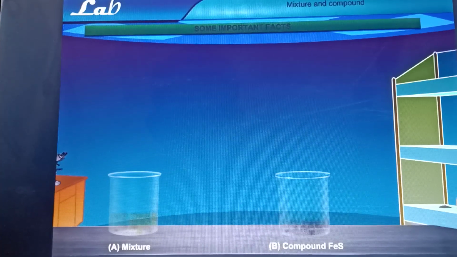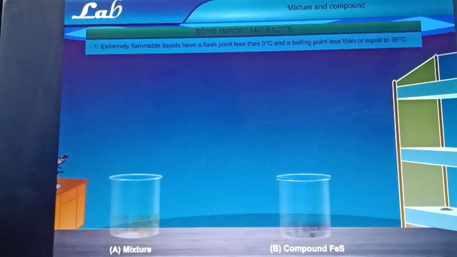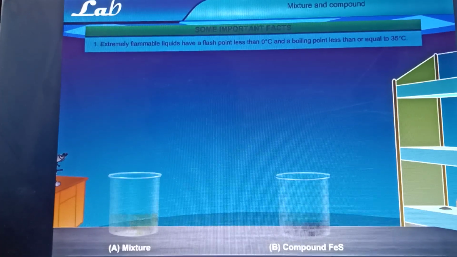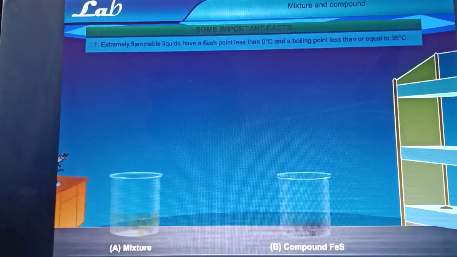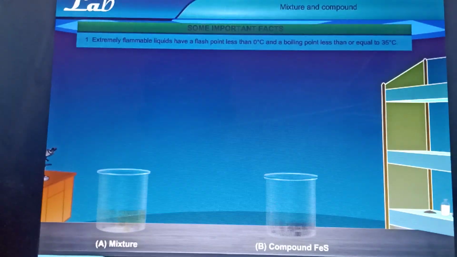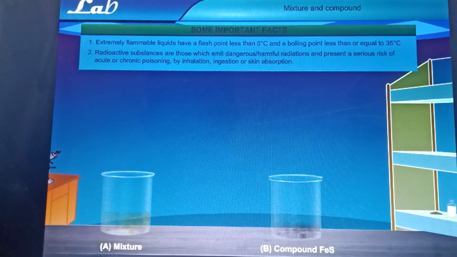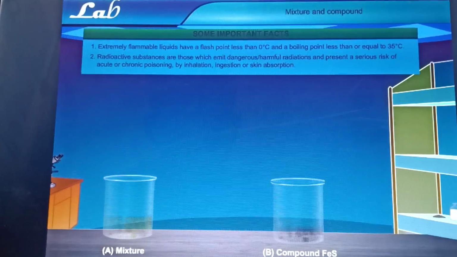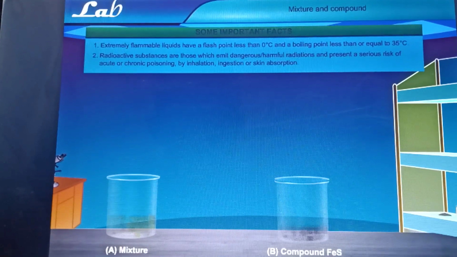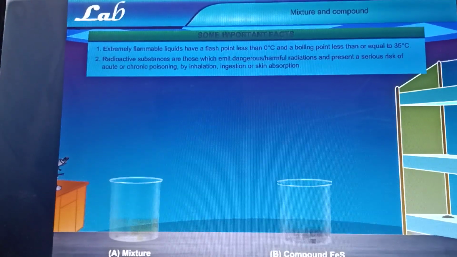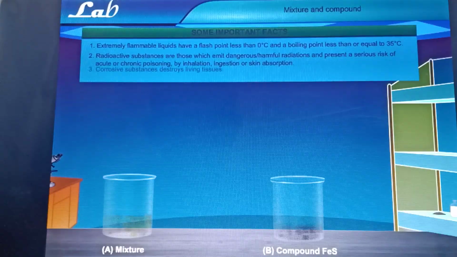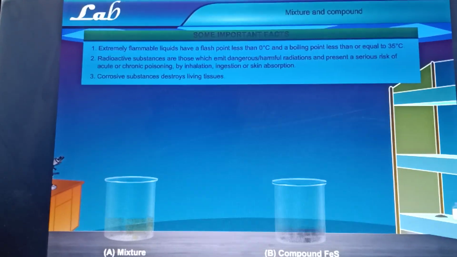Some important facts: 1. Extremely flammable liquids have a flash point less than 0 degrees Celsius and a boiling point less than or equal to 35 degrees Celsius. 2. Radioactive substances are those which emit dangerous or harmful radiations and present a serious risk of acute or chronic poisoning by inhalation, ingestion, or skin absorption. 3. Corrosive substances destroy living tissues.